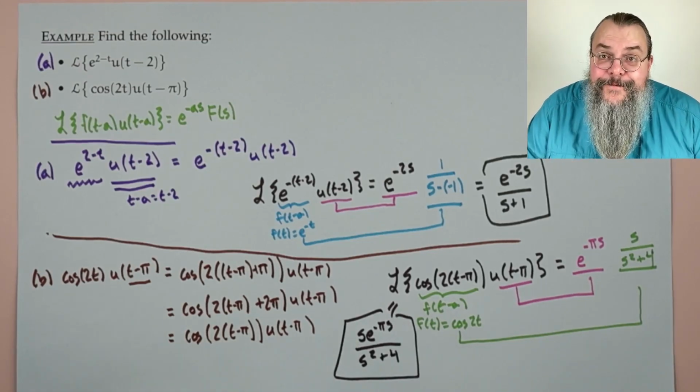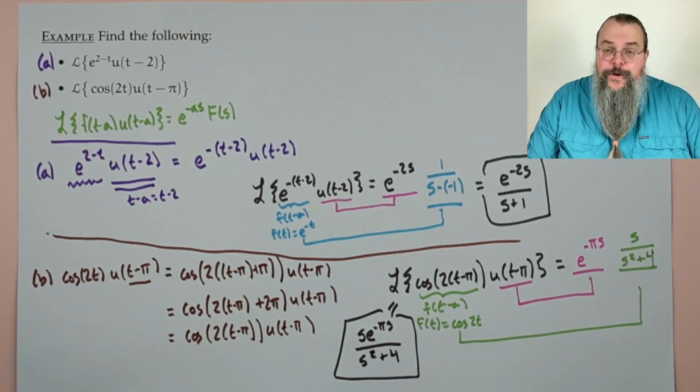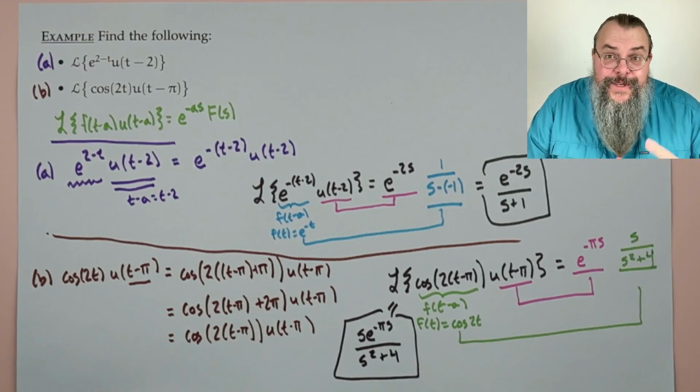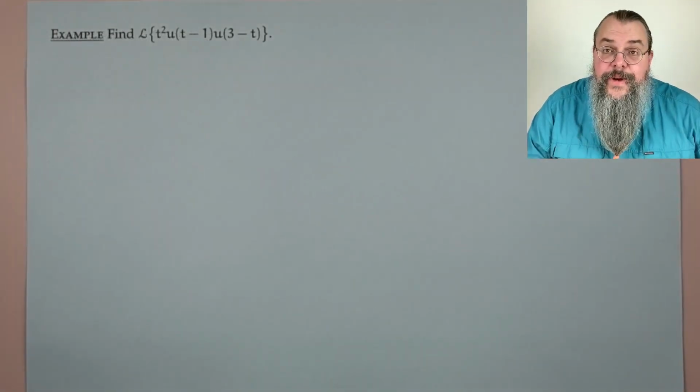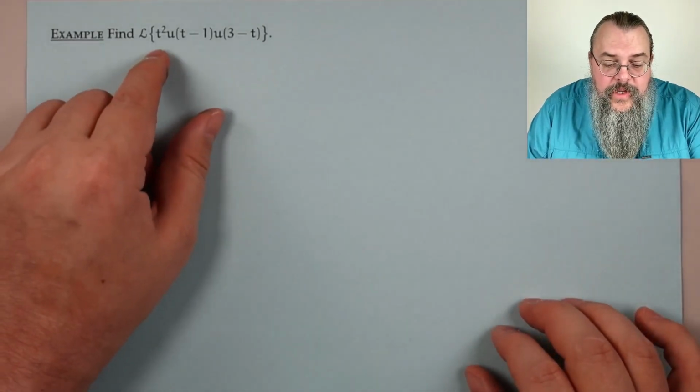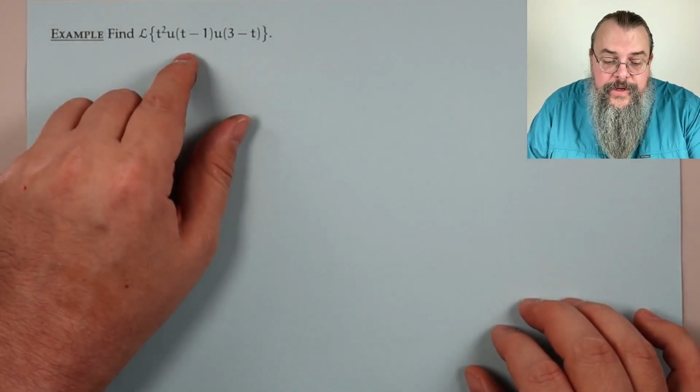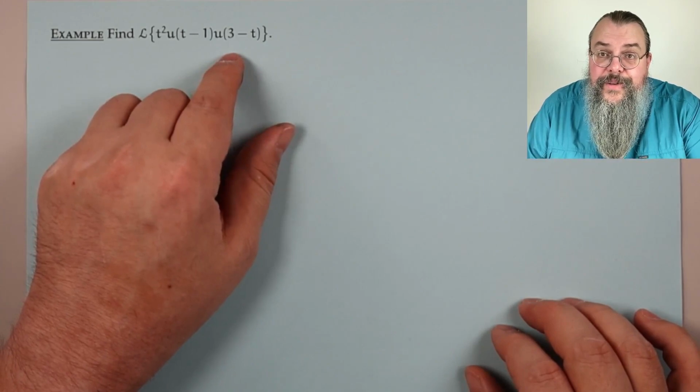And there's our answer. All right, good. Well, good warm-ups. Let's look at some more problems. So let's find the Laplace transform of t squared u(t minus 1) u(3 minus t).